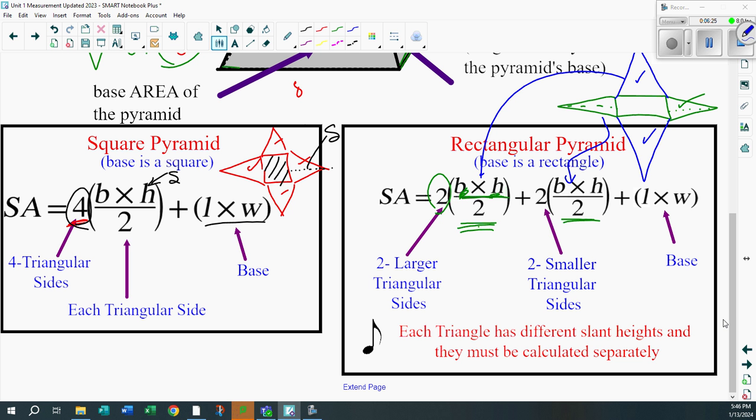The only difficult thing is finding the slant height. But the slant height is Pythagoras. How much easier can that be? And then, of course, length times width for your base. Add it all together. There you go.